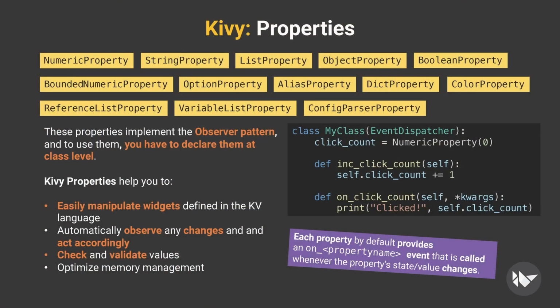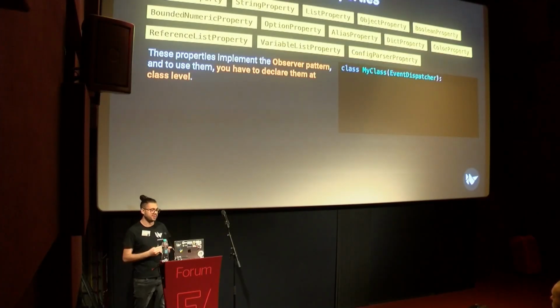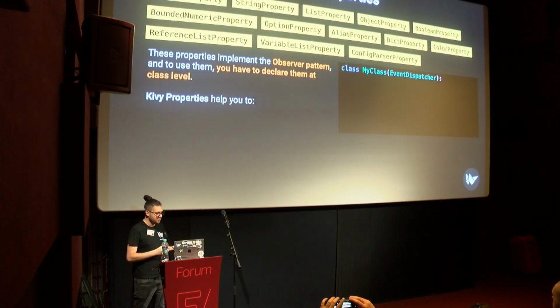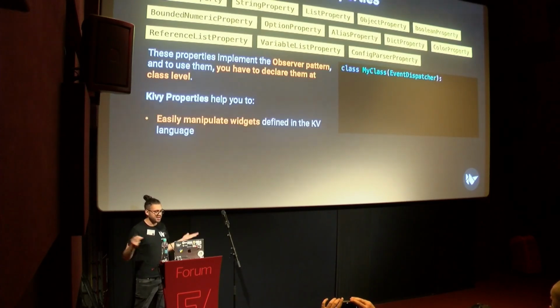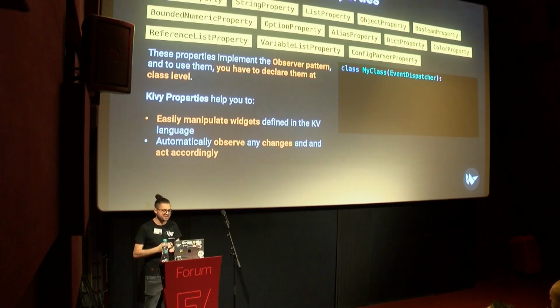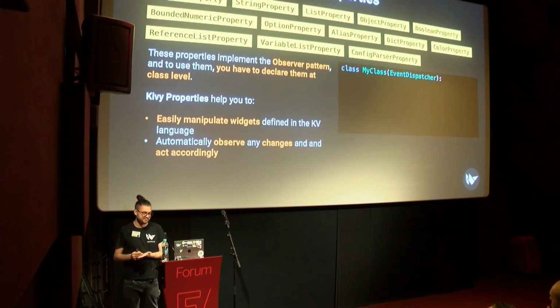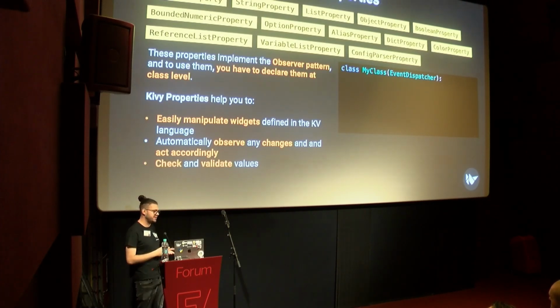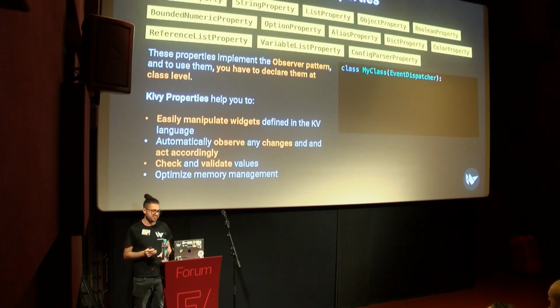Then we have properties. A lot of properties, like NumericProperty, StringProperty, ListProperty, ObjectProperty. But what are these properties? Well, these properties implement the observer pattern. And to use them, you have to declare them at class level. Kivy properties help you to easily manipulate widgets defined in Kivy language. So, again, please use Kivy files. And they automatically observe any changes and act accordingly, and also check and validate values and optimize memory management.